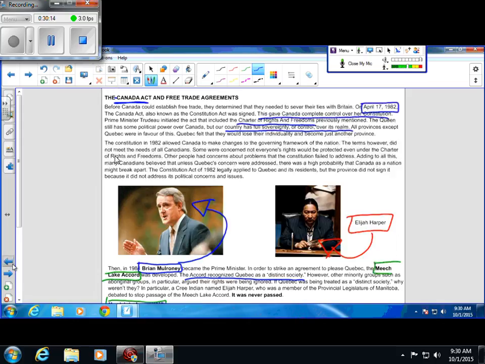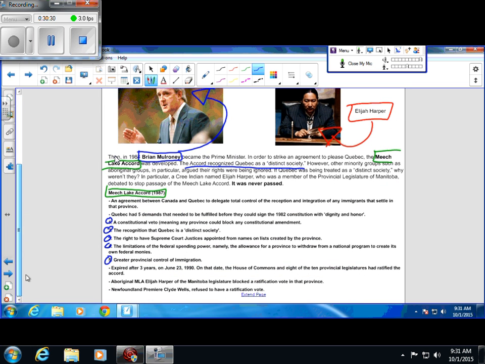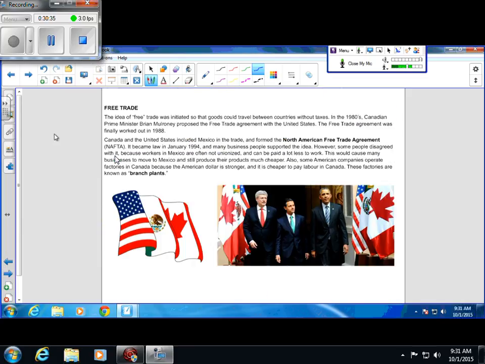Again, any questions about the Canada Act or the Constitution Act? All right. So we're going to move along. I'm going to talk about our next section. We're going to talk about free trade. Free trade, in other words, NAFTA.